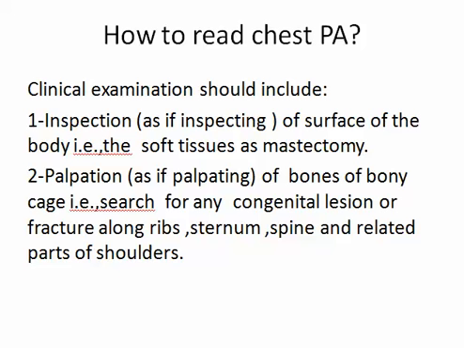Clinical examination should include inspection, as if you are inspecting the surface of a body. So we are inspecting the soft tissues to exclude mastectomy, for example, and then palpation, as if we are palpating the bones or bony cage, and thus we search for congenital lesions or fractures along the ribs, sternum, spine, and related parts of the shoulders.